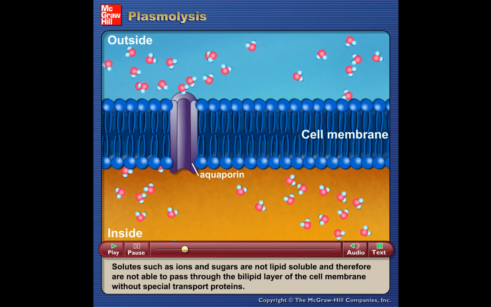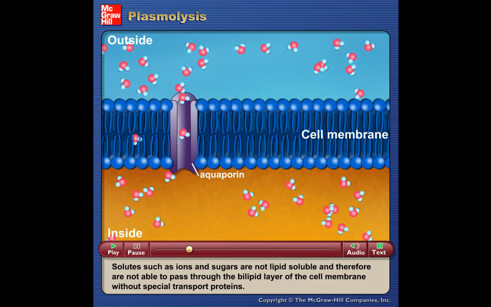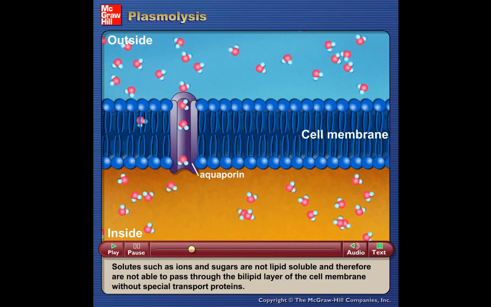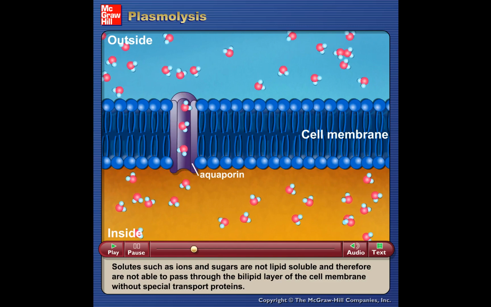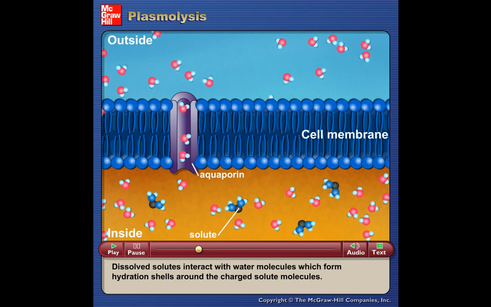Solutes, such as ions and sugars, are not lipid-soluble and therefore are not able to pass through the bilipid layer of the cell membrane without special transport proteins. Dissolved solutes interact with water molecules, which form hydration shells around the charged solute molecules.